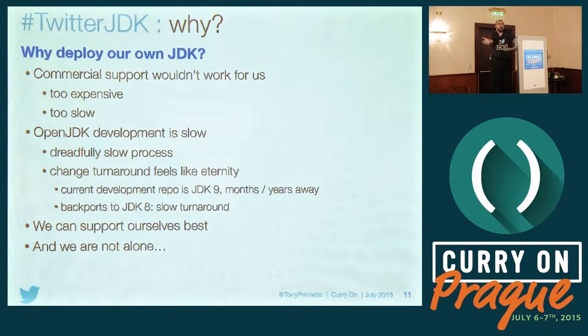Sometimes we have a critical production issue and we could release a new Twitter JDK with a targeted fix to deal with a specific issue within a few hours. I don't know whether we could get that sort of turnaround from commercial support. Also, OpenJDK development is pretty slow.